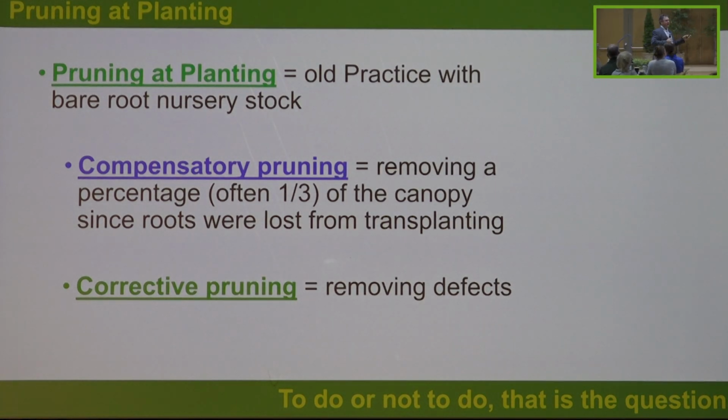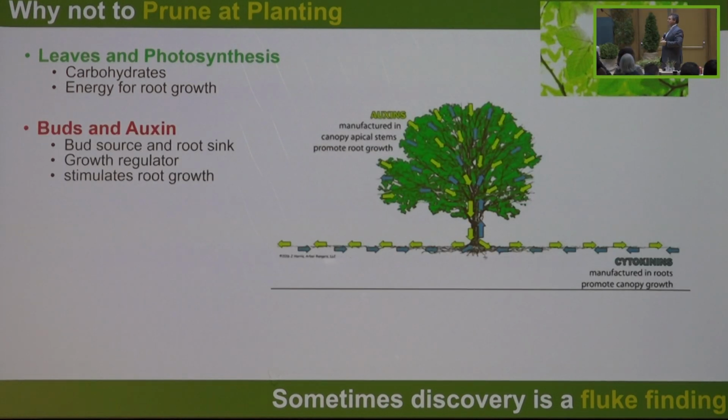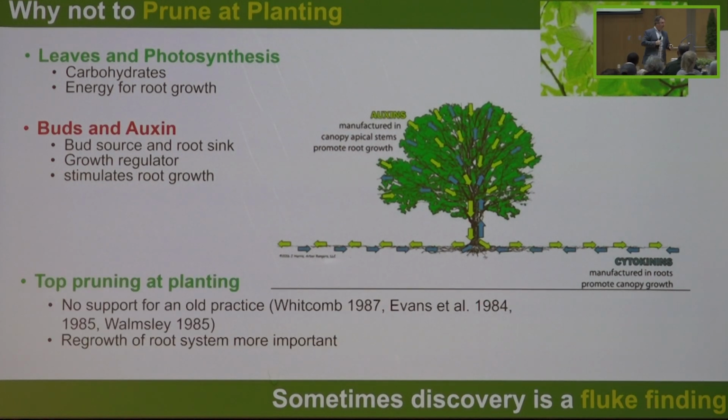Things like pruning. How many of you are taught to remove 1/3 of the branches at planting? Yeah, and interesting enough, there's science to say it has no impact because trees produce photosynthesis through their leaves, if you didn't know that. That'll be on the arborist exam. But they also have buds and auxin. When you remove twigs, what are you removing? Buds that produce auxins. And what do auxins do?